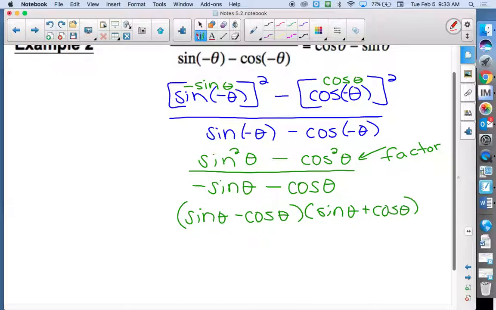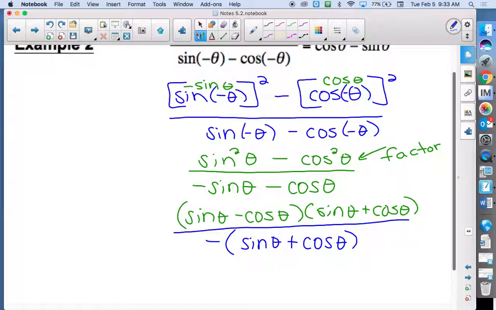Emily, what could you do to the bottom then? You can take out a negative 1. Yeah, pull out a negative. They're both negative, so pull that negative out. So the numerator, that's like having x squared minus y squared. That's a difference of 2 squares. When 2 terms are squared, there's a minus sign in between. They factor as sine minus cosine, sine plus cosine. Now that things are in factored form, you are allowed to cancel them because we have quantities that are grouped together and quantities that are identical.